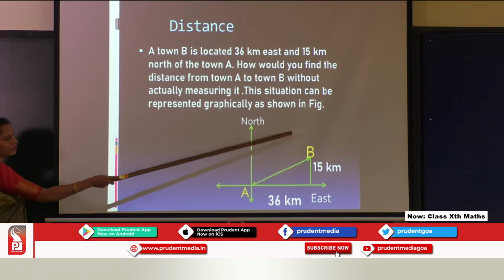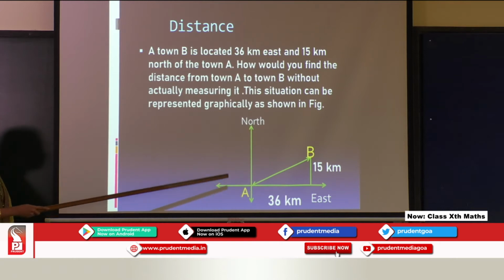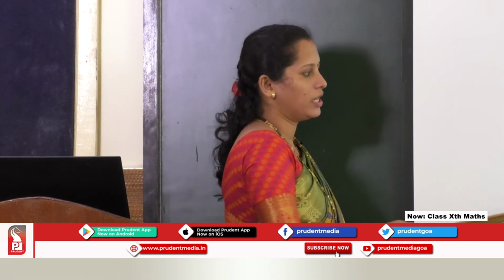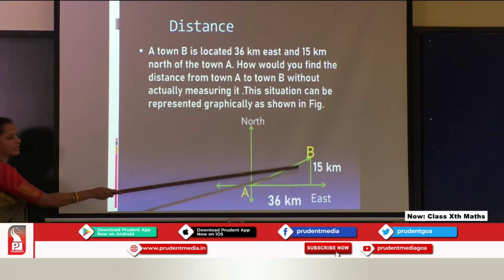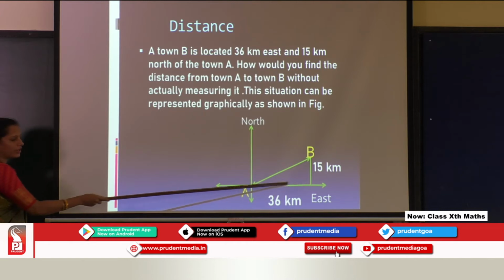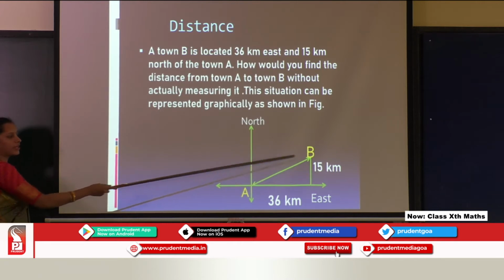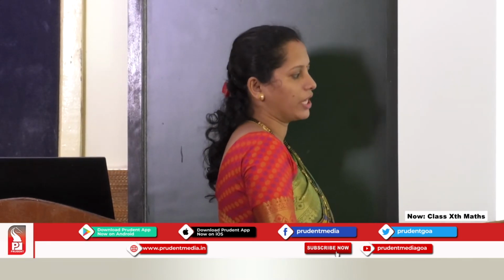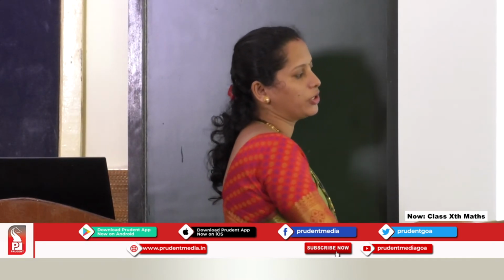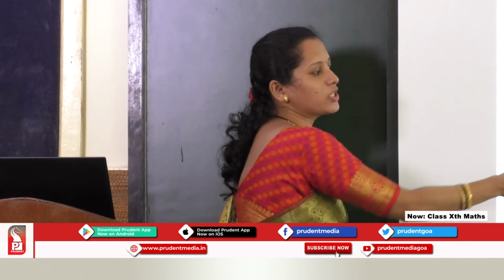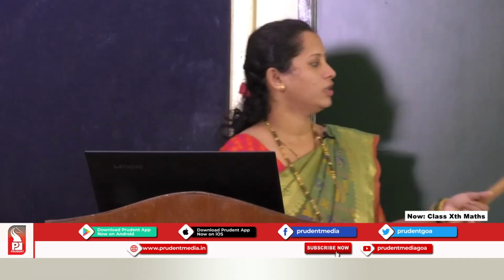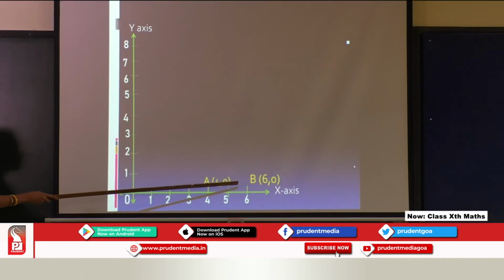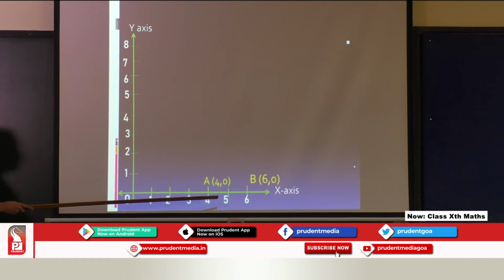So this forms a right angle triangle. Now can you find the distance AB? How to find the distance AB? Here this is a right angle triangle, so this is the adjacent side, this is the opposite side and this is the hypotenuse. So by using the Pythagoras theorem, we can find AB² is equal to the sum of the squares of these 2 sides. Now how will you find the distance between 2 points located on the x-axis?